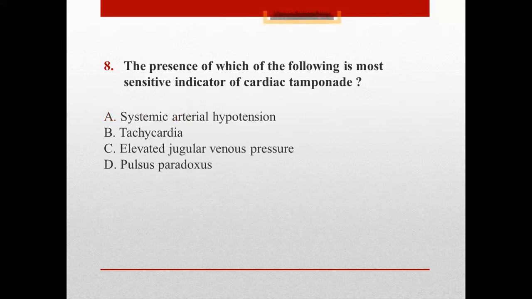The presence of which of the following is the most sensitive indicator of cardiac tamponade? Systemic arterial hypotension, tachycardia, elevated jugular venous pressure, pulsus paradoxus. So start answering, please.